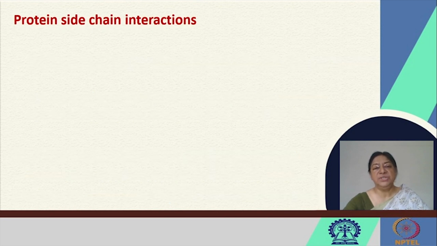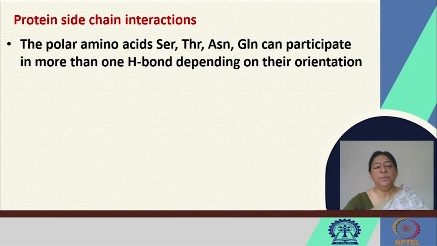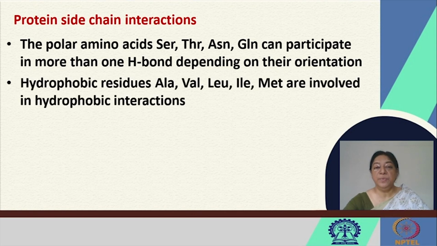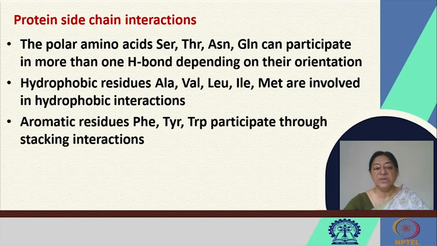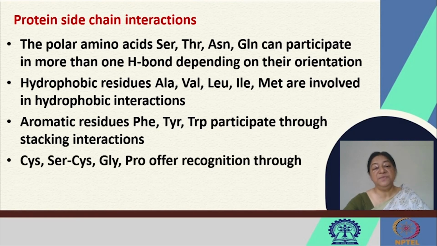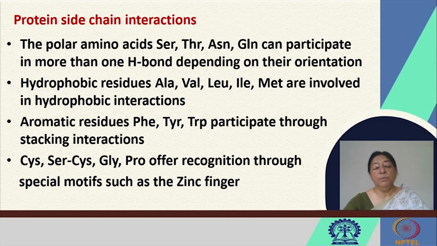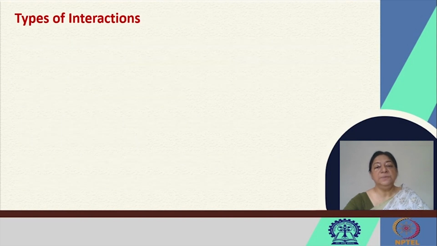If we look at the protein side chain interactions that are involved, we have the polar amino acids that can participate in hydrogen bonding depending upon their orientation in the protein, the hydrophobic residues that can be involved in hydrophobic interactions, the aromatic residues that are important here that can participate through stacking interactions, and specific recognition through special motifs of the structures of the protein and the DNA in their interactions that we will visit in the subsequent lectures. The types of interactions that we see can be non-specific in nature.